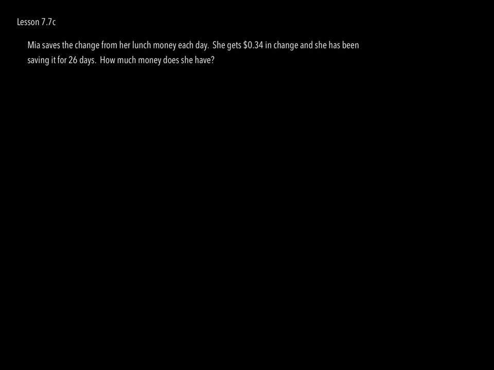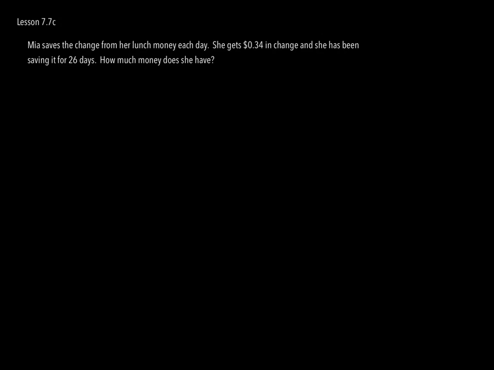Alright, Mia saves a change from her lunch money each day. She gets 34 cents in change, and she has been saving it for 26 days. How much money does she now have to buy Mr. Winkleman a fabulous treat? Alright, so the first thing we have to do is figure out what we're going to do. If we have 34 cents a day and saving it for 26, we're asking for a total here. So we're going to multiply, okay?